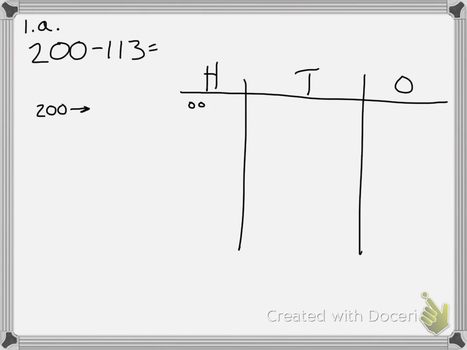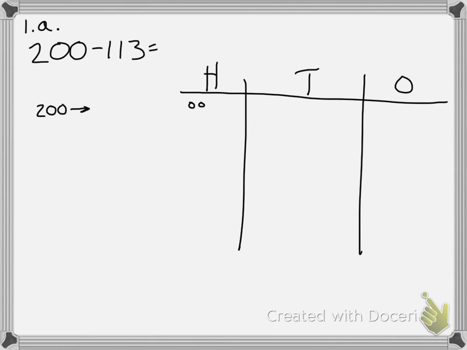Alright, so for lesson 17, it says to solve vertically or using a mental strategy. So I'm going to use the arrow way for this first one. So a little more mental for this one. So I've got 200 and I need to subtract 113.